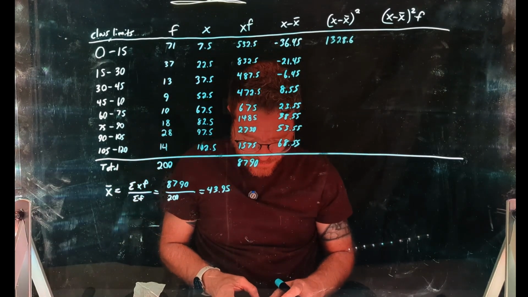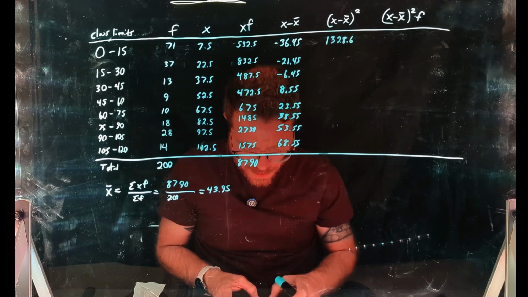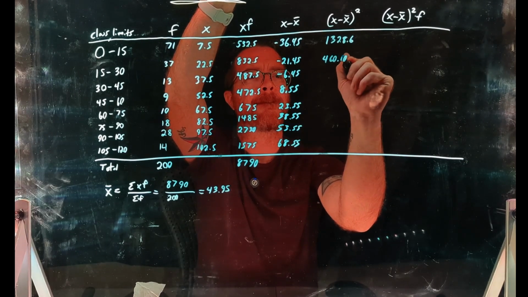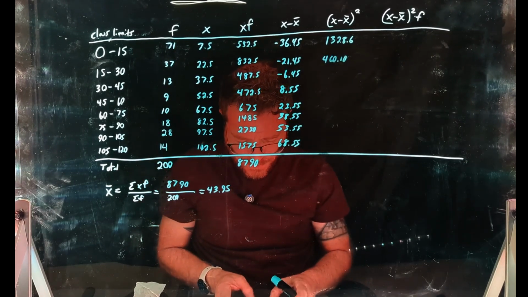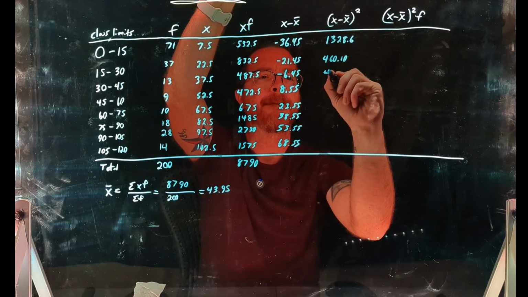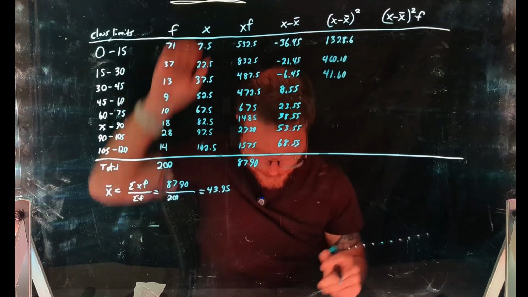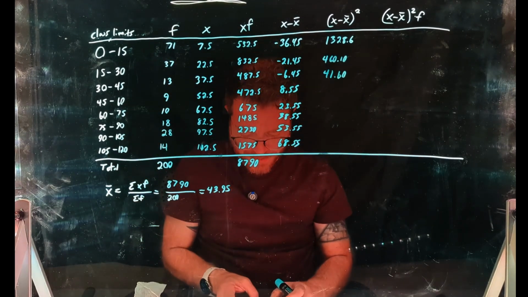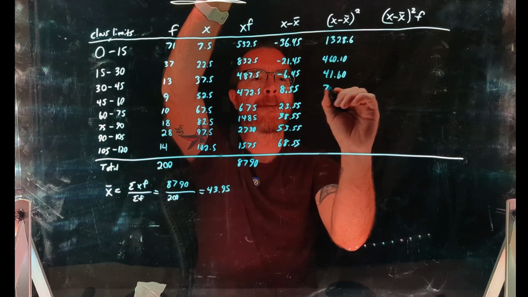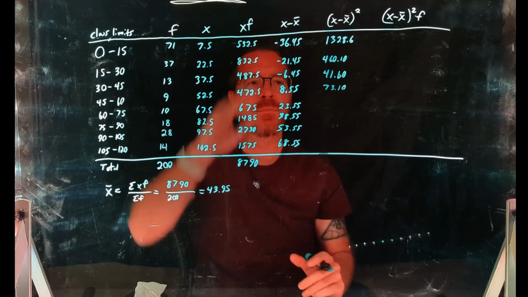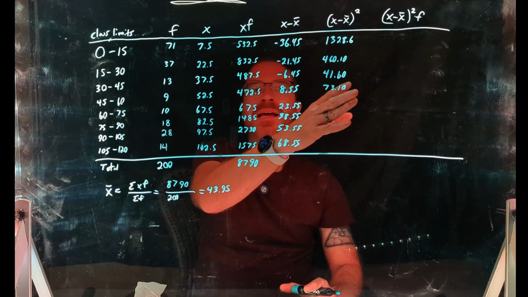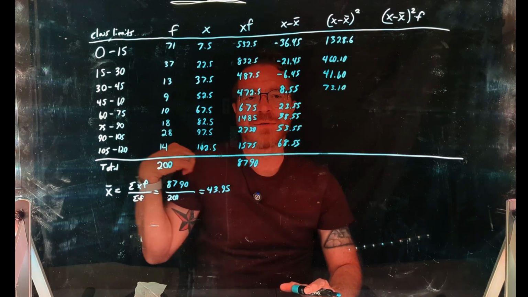Negative 21.45 squared is going to give us 460.10. Negative 6.45 squared is going to give us 41.60. 8.55 squared is going to give 73.10. By the way, the reason I'm putting zeros here, I am rounding these to 2 decimal places, so I'm just showing that it actually goes on beyond this, but it's rounding down to 0. That's the only reason why.